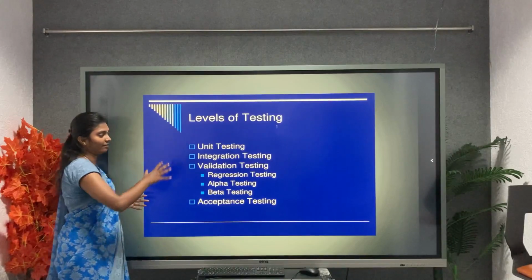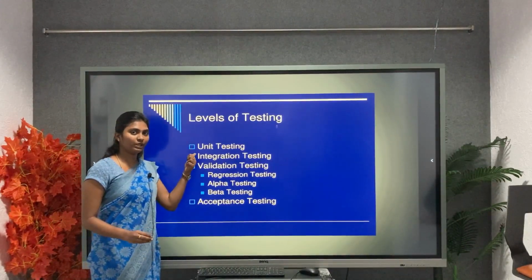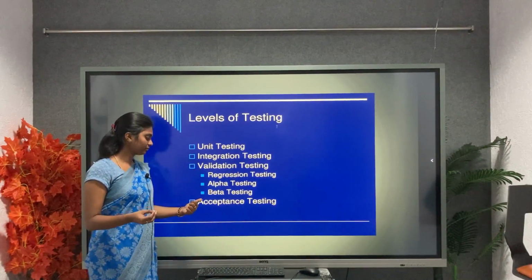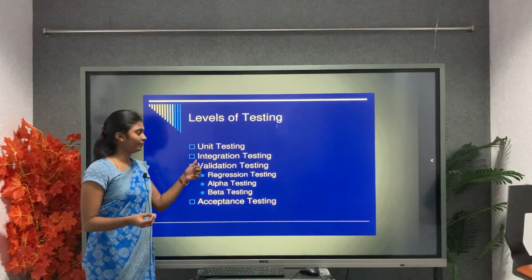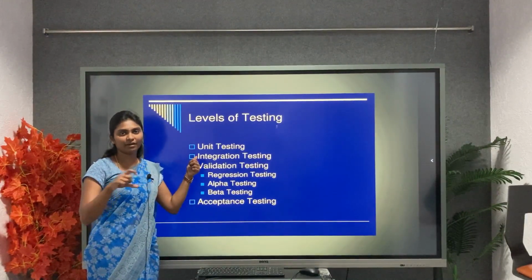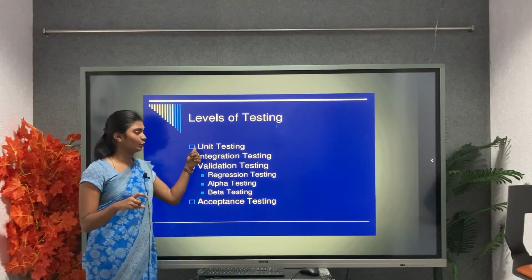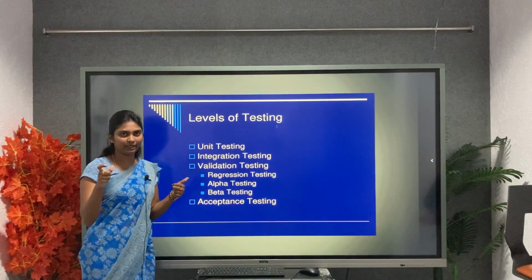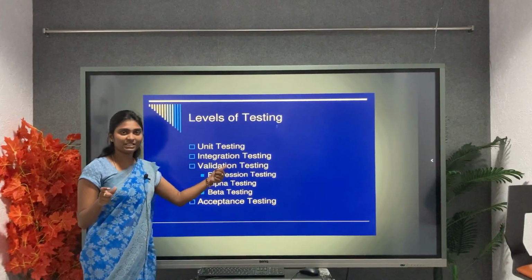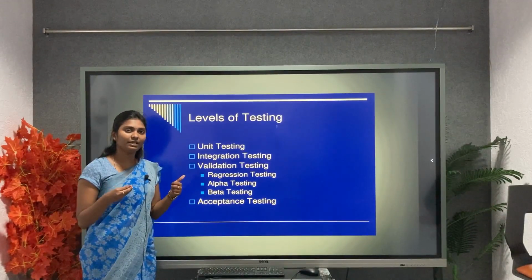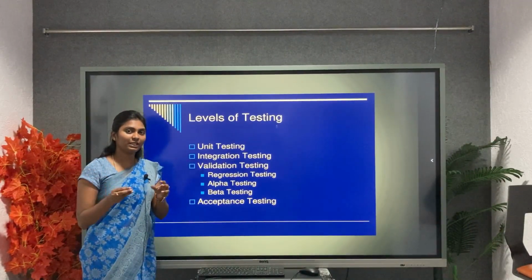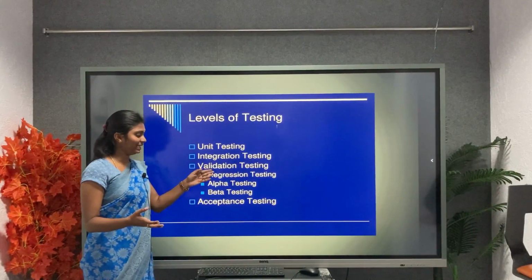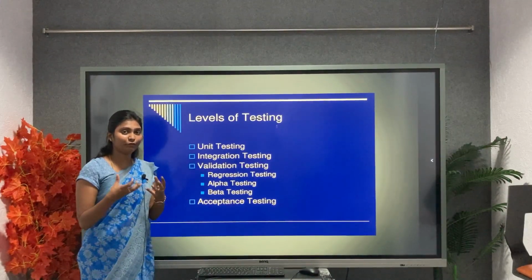First we will know what the levels of testing are. The first one, unit testing. Second one, integration testing. Next, validate testing. Next, acceptance testing. First I will say it in one line. In unit testing, one module or one unit is executed independently. Next one, integration testing. In integration testing I will define the interaction between two modules and we will find out the bug. Next, validate testing is nothing but we have to verify the data.